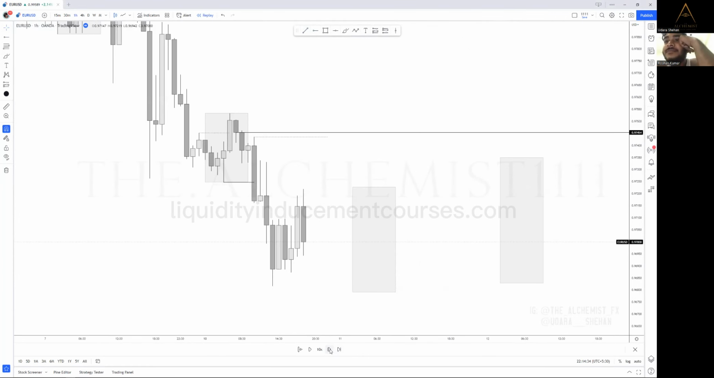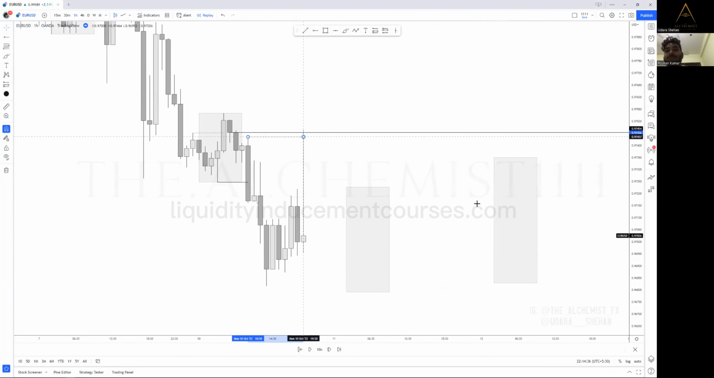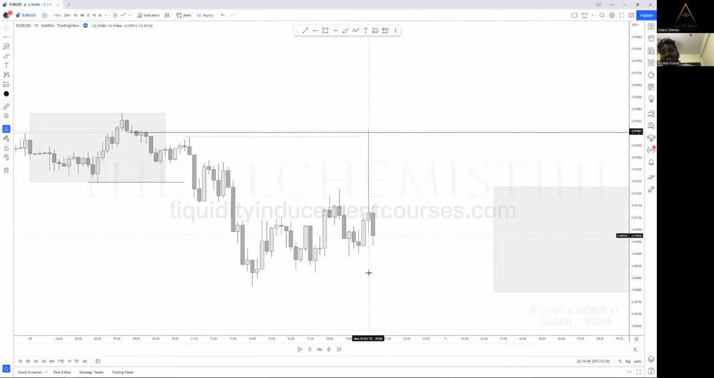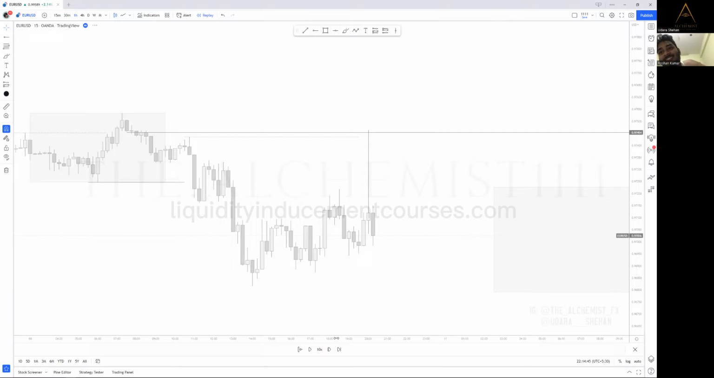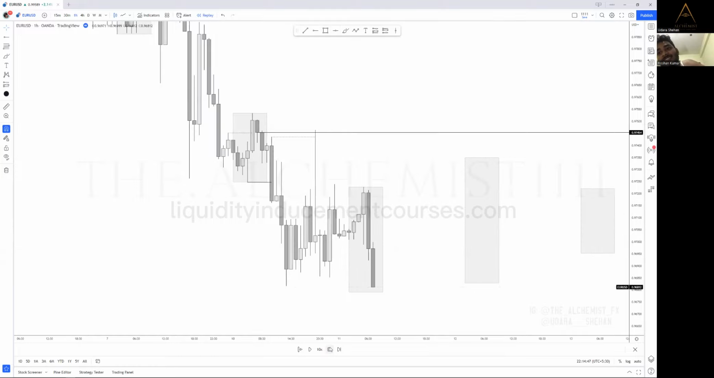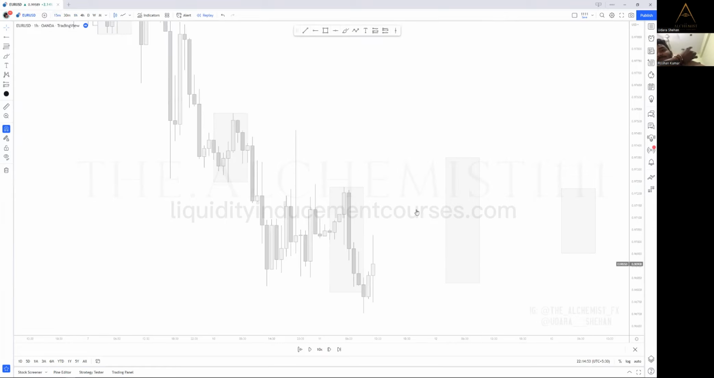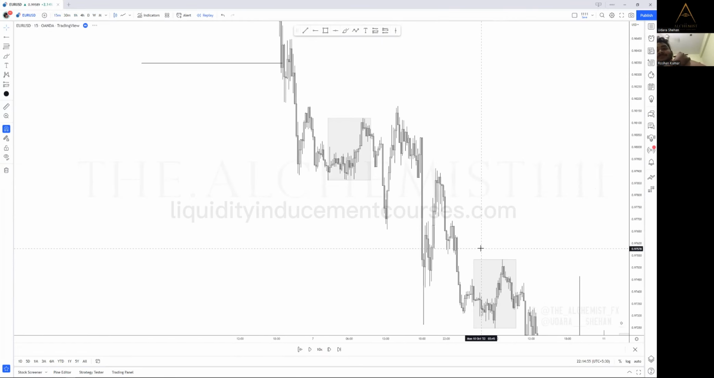What happens? Can you see the reaction? Look at the reaction. Taps. Look at that. Just a wick. Okay, it taps and then it comes down. See that? Understand the setup, right? Okay, so same exact thing. All you have to understand is the logic behind what I'm showing you. Then you will see what's happening.